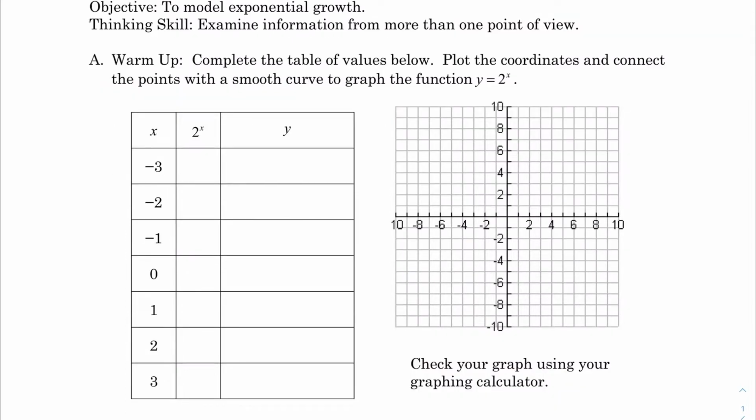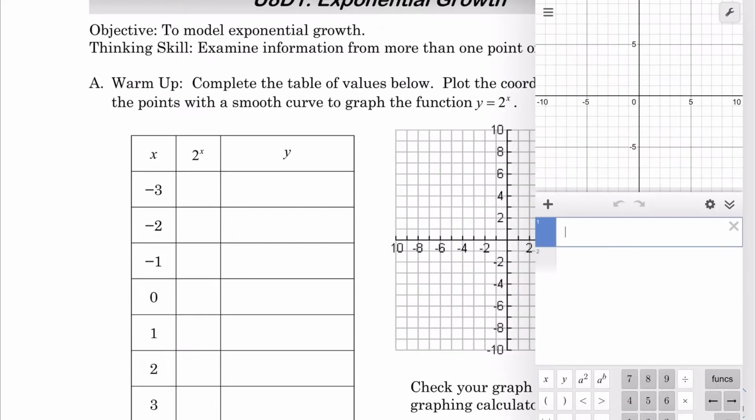The first function it wants us to use is y equals 2 to the power of x, and we're going to build the table for that. For the first part of the table, we're just going to fill in these x's where they go in the formula. So we're going to take them and put them up there as an exponent. 2 to the power of negative 3, 2 to the power of negative 2, 2 to the negative 1, 2 to the 0, and continue.